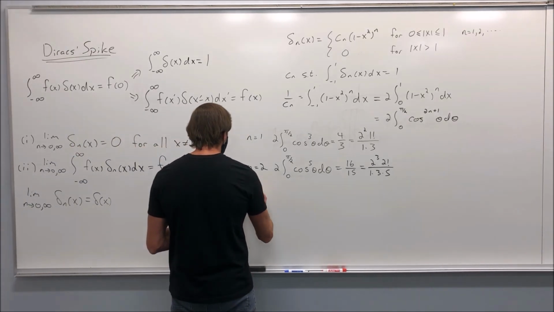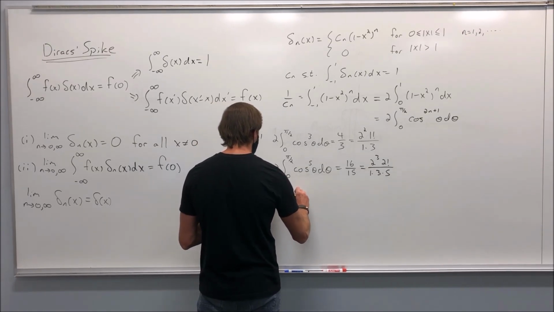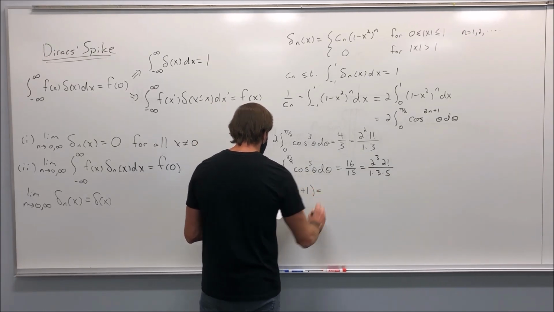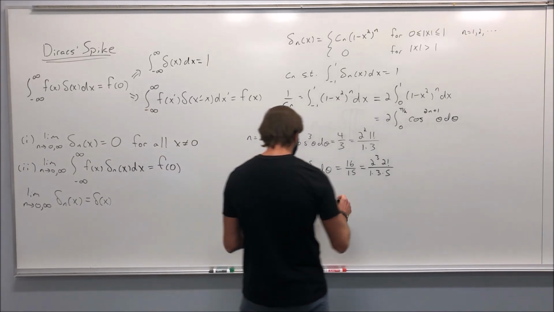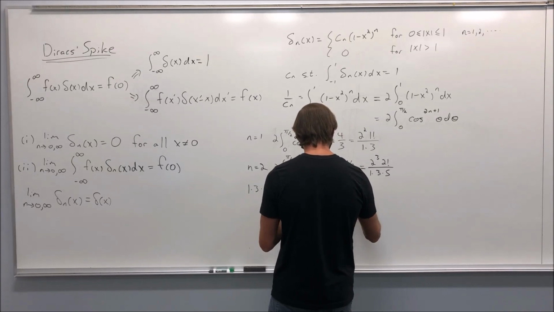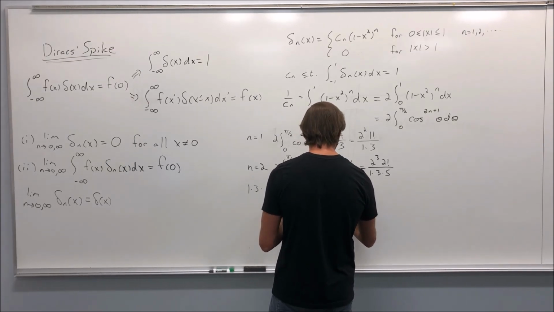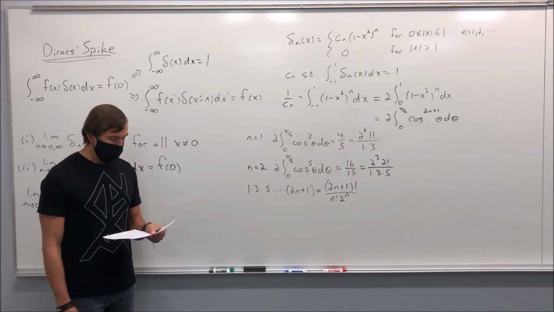Okay, so first of all, if I have 1 times 3 times 5 times up to 2n plus 1, you might or might not be aware, but that can be rewritten in a slightly interesting form of (2n plus 1) factorial over n factorial times 2 to the n. What a headache.